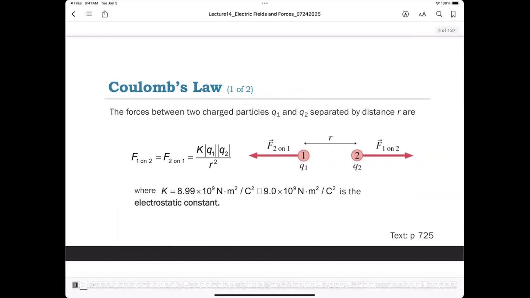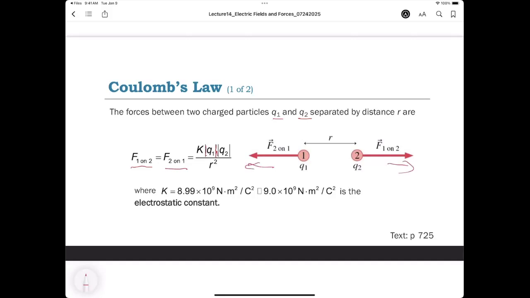We learned Coulomb's law in the last class, so let's review it. We talk about the forces between two charged particles Q1 and Q2 separated by distance r. We can define the forces between two charged particles using these equations. The force of Q1 on Q2 or Q2 on Q1 is the same thing, because you can see here the absolute value symbol, and the magnitude is the same, but the direction is different.